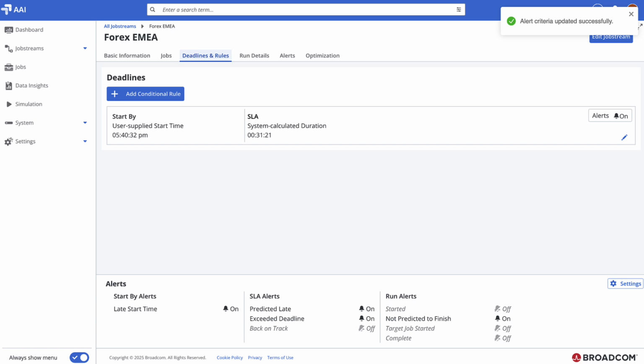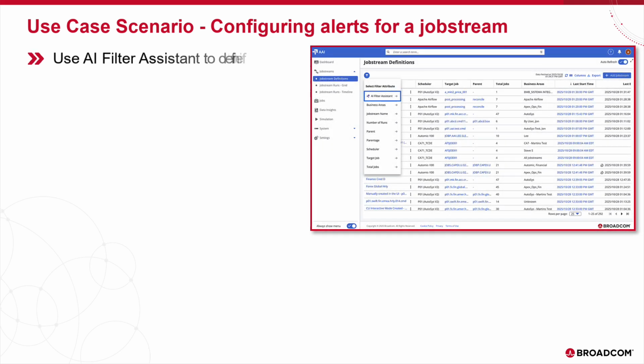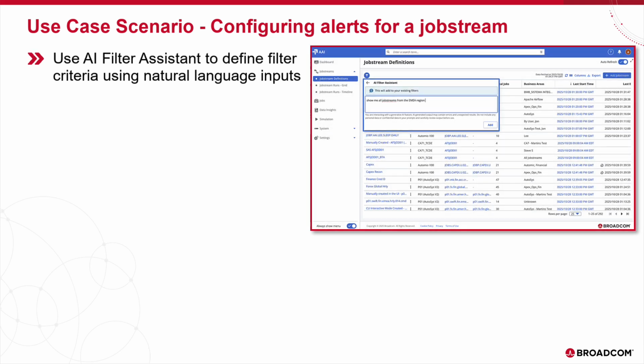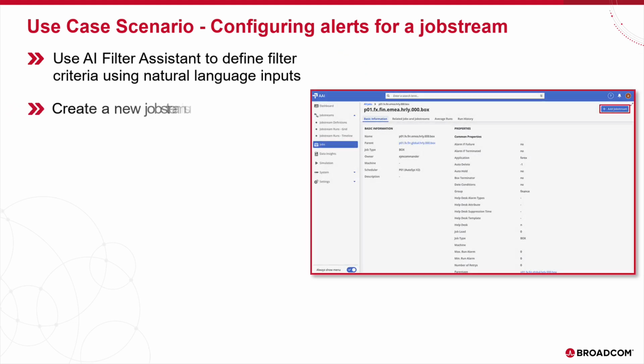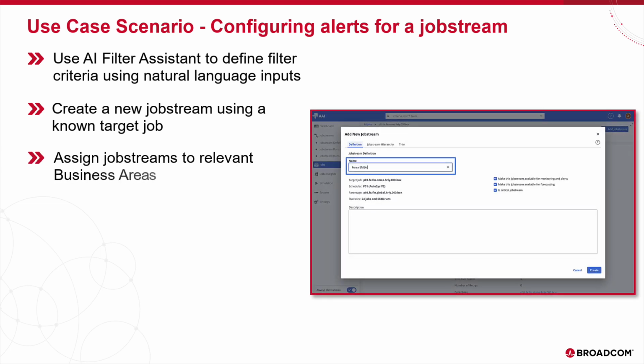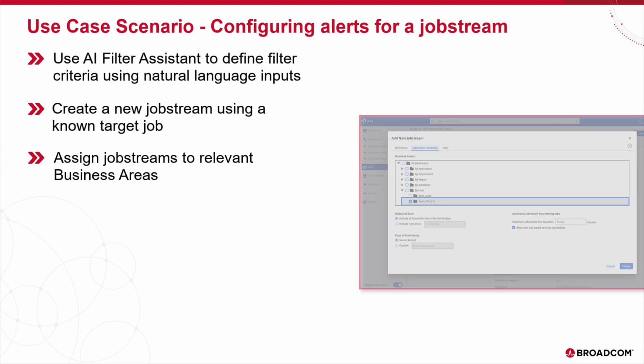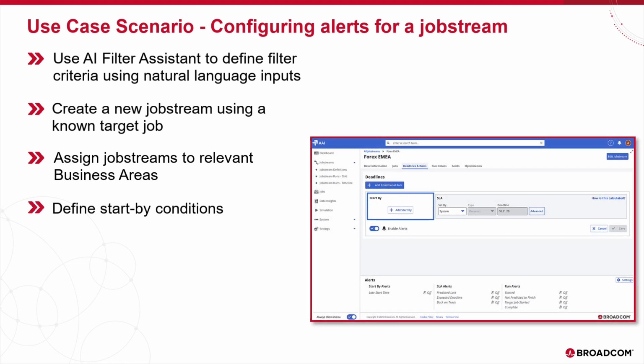Before we wrap this up, let's do a recap of what we learned from this scenario. From this scenario, we learned that you can use the AI filter assistant to define filter criteria using natural language inputs. You can create a new job stream using a known target job. You can assign job streams to relevant business areas for easier monitoring. Define start-by conditions in relation to SLA conditions for a job stream.